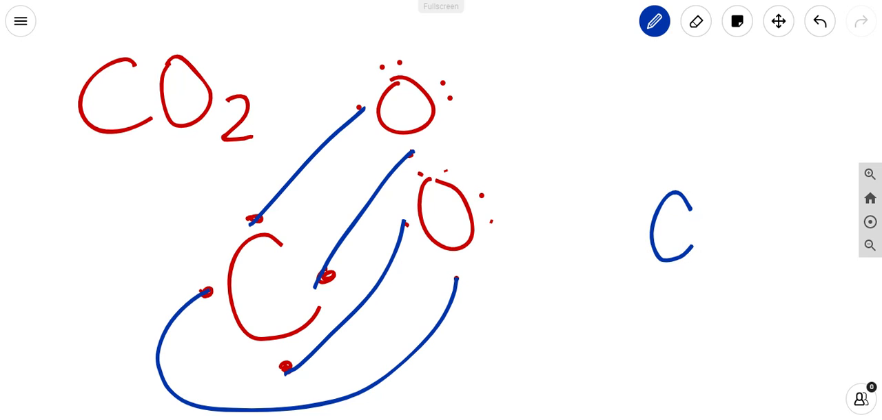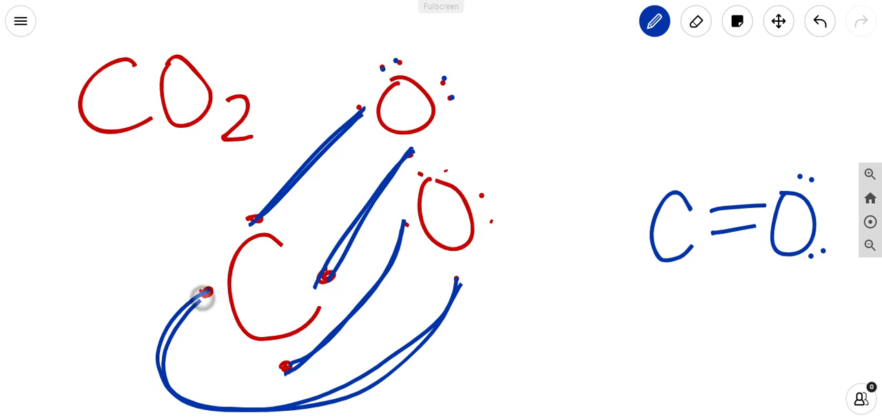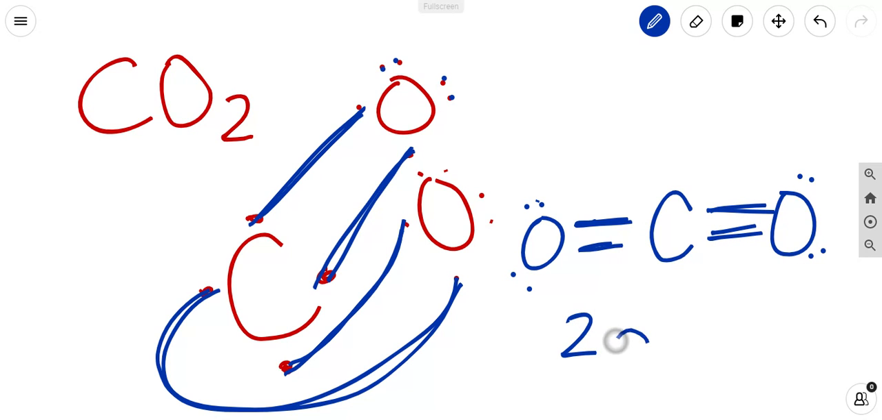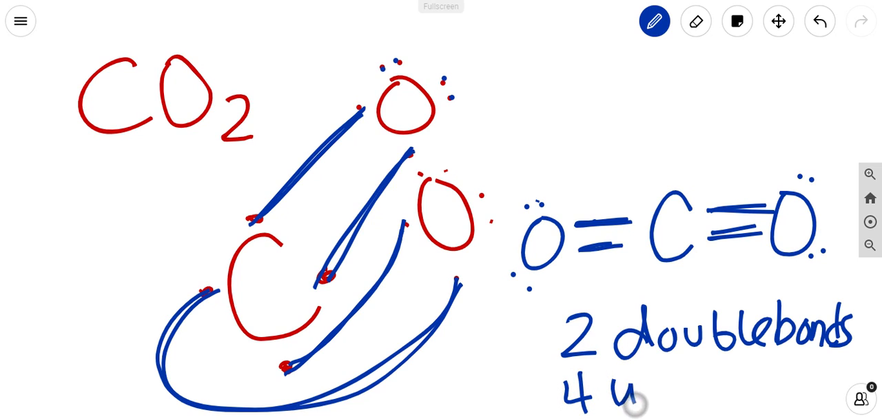So how can I clean that up? Well, carbon's the central molecule. It likes to exist in the middle. It has 2 lines extending to an oxygen. And that oxygen has 4 valence electrons. It has 2 lines extending to this one. And this one has 4 electrons. So in telling me about this molecule, there are 2 bonds here and 2 bonds here. So that's 2 double bonds with 4 unshared pairs.